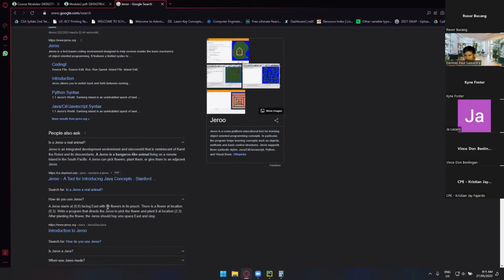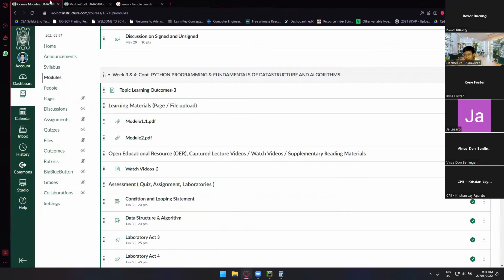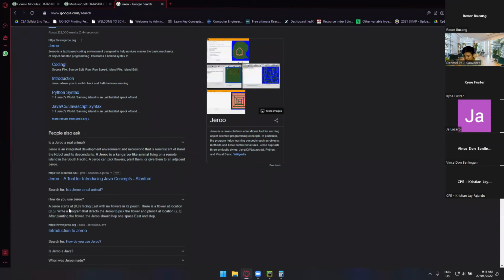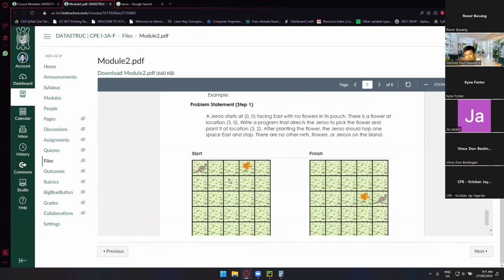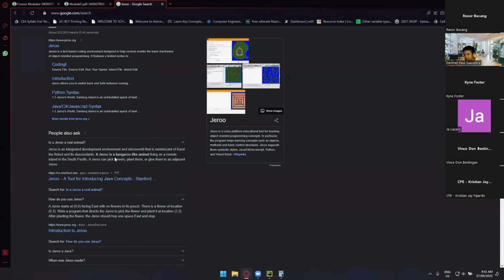Okay, so how to use 0? Of course, as you guys can see right here, we have this first example on how to use a 0. So a 0 starts at 0, 0, blah, blah, blah, which is super similar with this one. So this is just a short fact with this kangaroo. It says here that it is a kangaroo-like animal, okay, living on a remote island in the South Pacific. So I think that person wasn't able to confirm if it's really a kangaroo or not. So it's a kangaroo-like animal that's really living in the South Pacific. So yeah, that's the history or short description of what a 0 is.